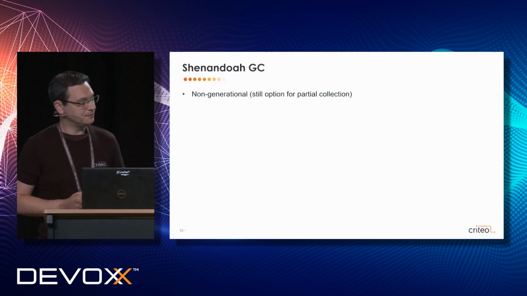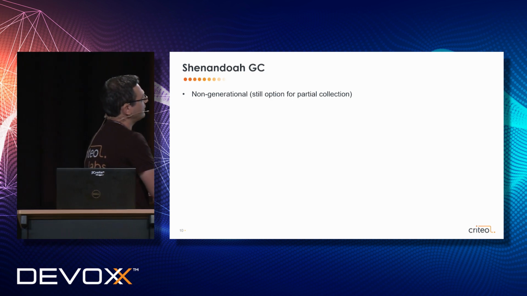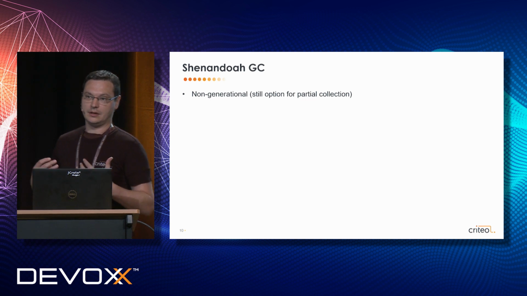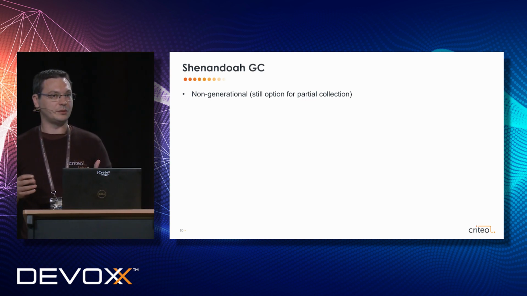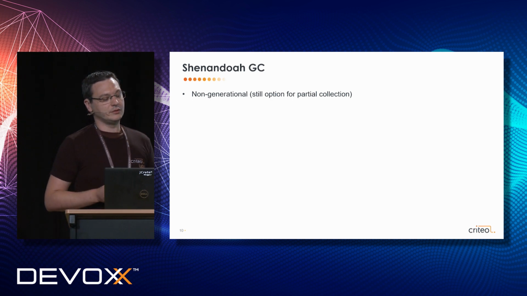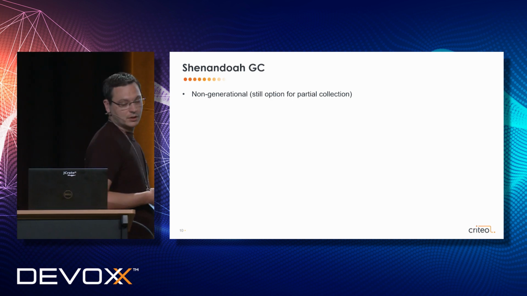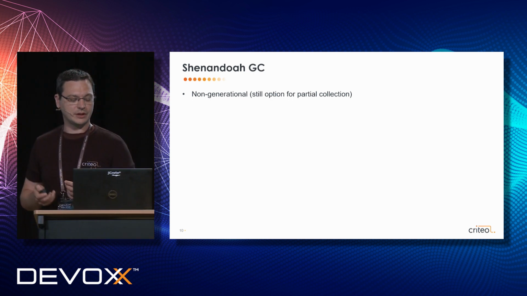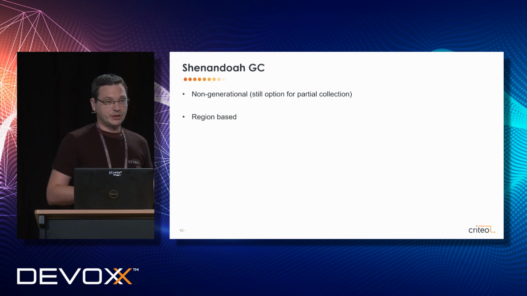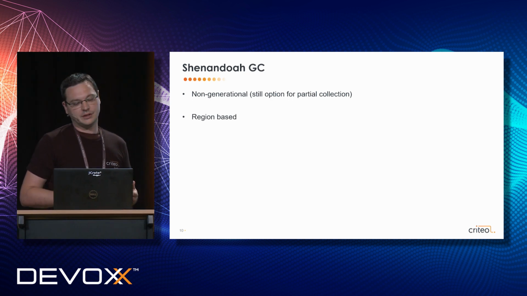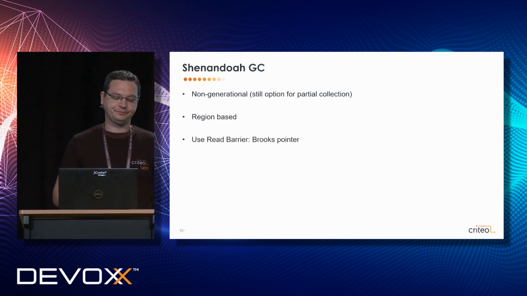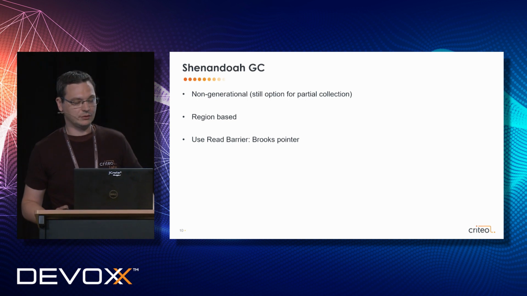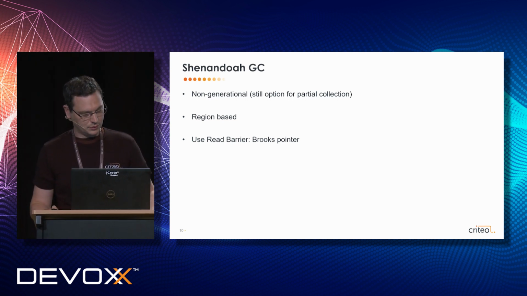Shenandoah GC, as opposed to most of the JVM GCs, is not generational. They consider that the generational hypothesis is not always true, so they don't want to have the segmentation by generation. There is still an option for partial collection, though. It's region-based. That's a constant for all the low latency GCs now, even for G1. It uses a read barrier called the Brooks pointer. We'll see how it works afterward.